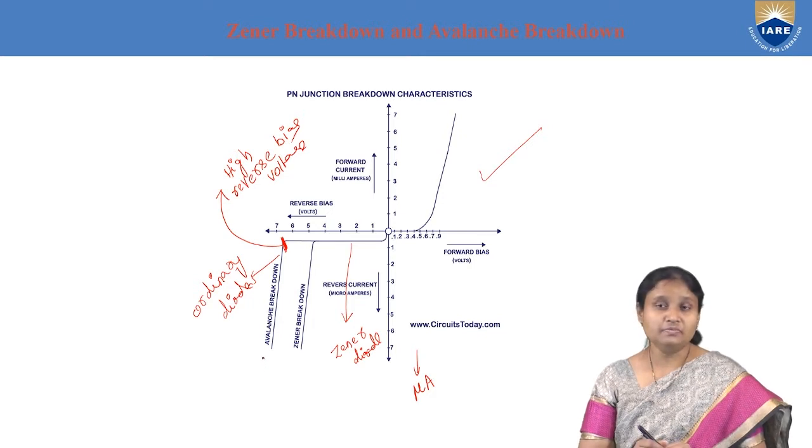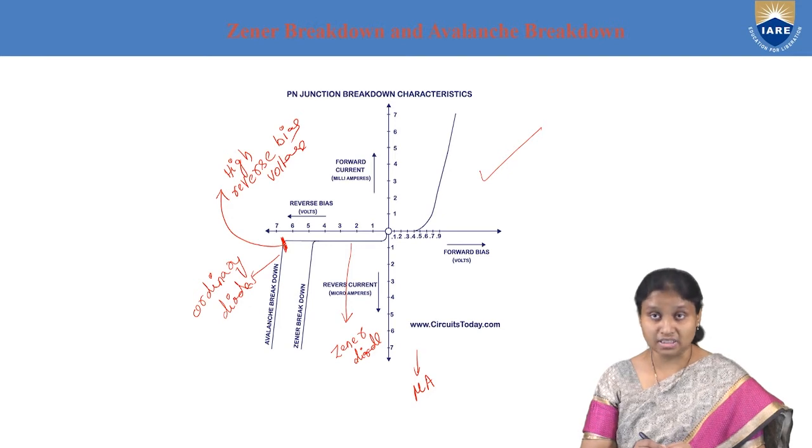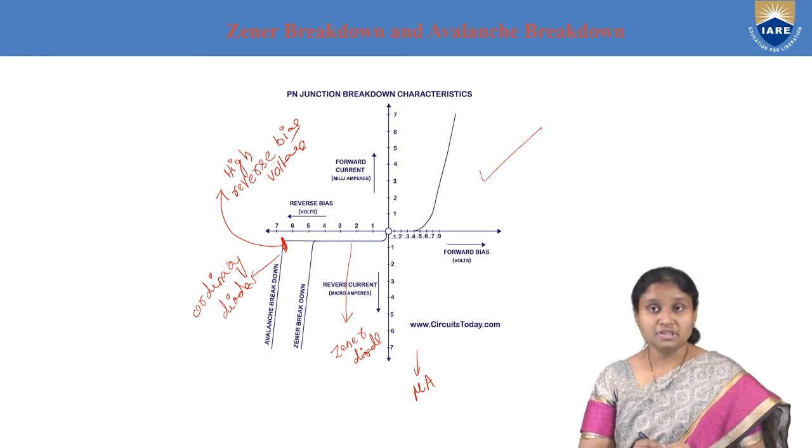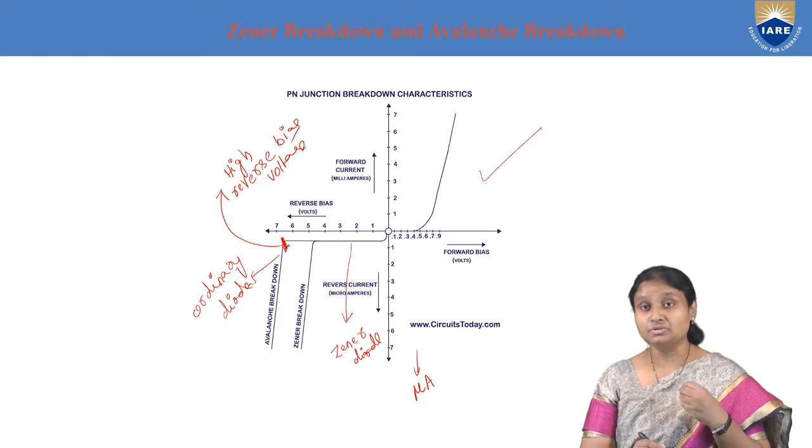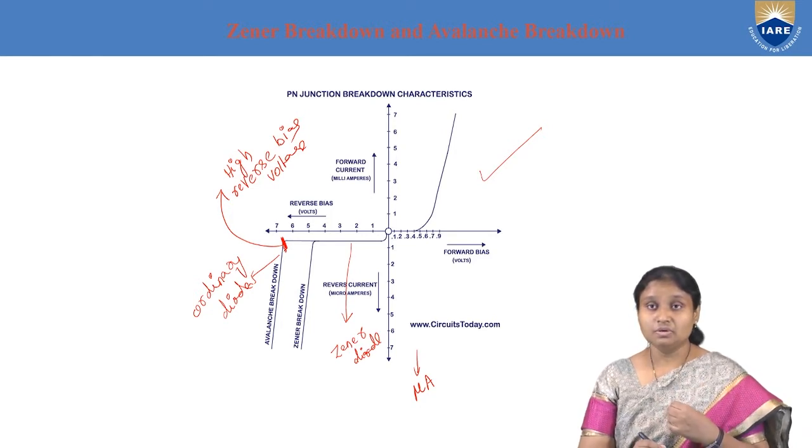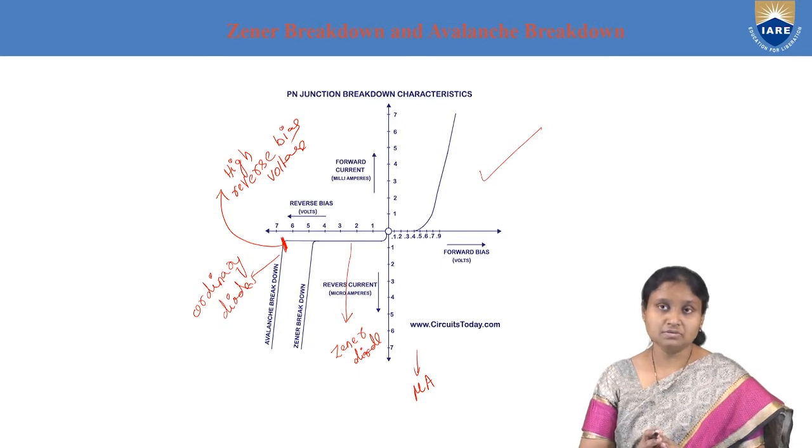But what is the problem with a normal diode? When we go for such a high reverse bias voltage, what we are going to observe here is that our diode is going to get damaged. Our diode is going to break down. So because of the damage, we cannot use this diode again for our application. Okay, so that diode is permanently damaged.